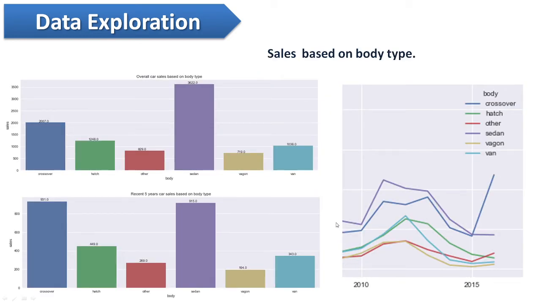So this slide will explain sales based on body type. As I said, the body type is nothing but whether it is a crossover, hatchback, or sedan, what type of car it is. And it clearly says that this bar chart explains that overall the crossovers, sedans, and hatches are the more demanded cars by body type, and it is observed that recently the crossover sales are skyrocketing.